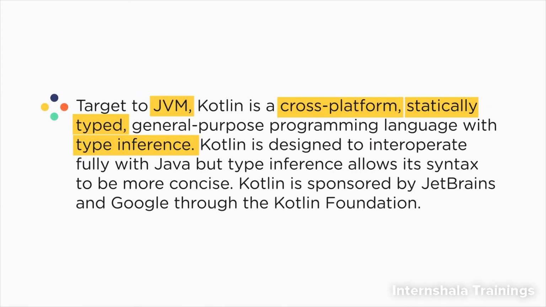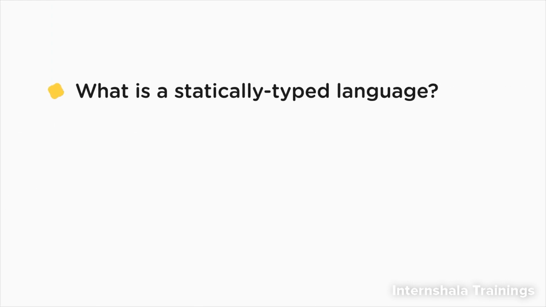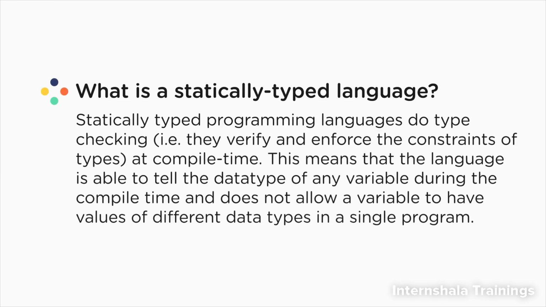Now, the next term is that Kotlin is a statically typed language. Statically typed programming languages do type checking. That is, they verify and enforce the constraints of types at compile time. This means that the language is able to tell the data type of any variable during the compile time and does not allow a variable to have values of different data types in a single program. We will understand it in detail when we learn about variables in the next topic, so don't worry if this does not make much sense to you right now.